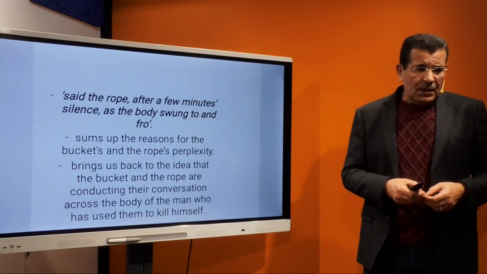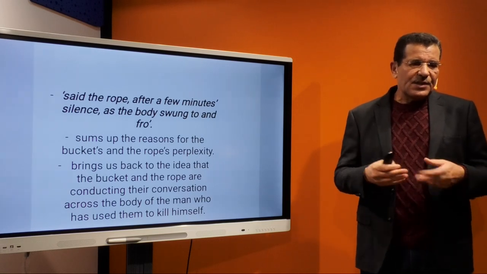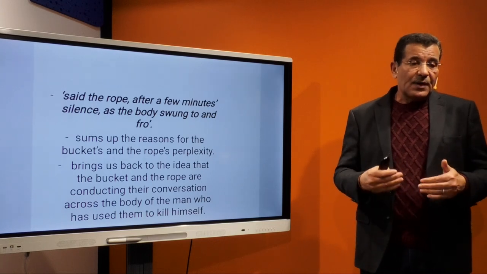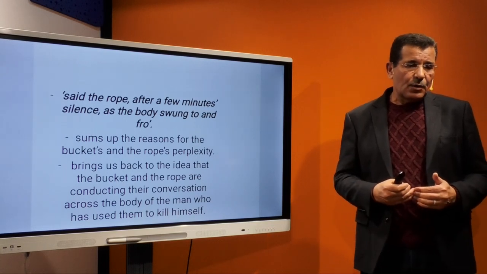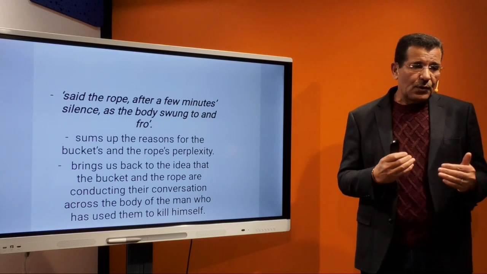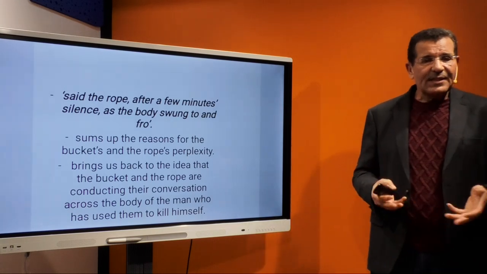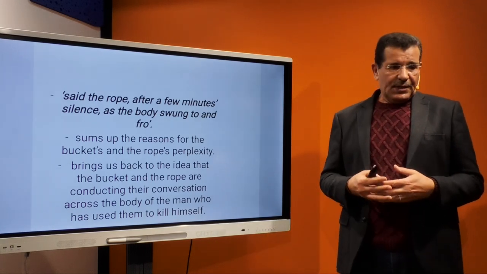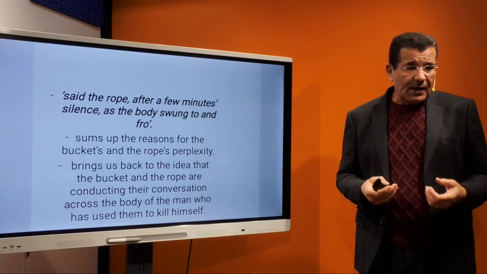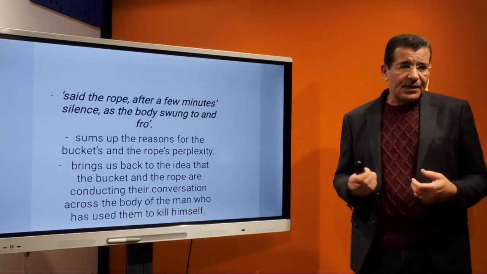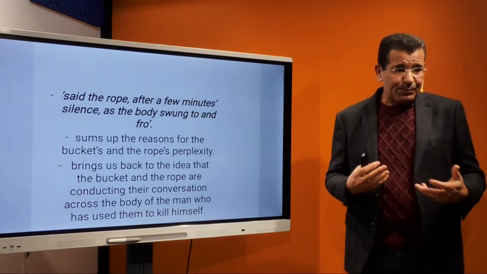"The beginning," said the rope after a few minutes of silence, as the body swung to and fro. So this is the beginning of the story, which means that we are in front of the moments right after Mr. Dandy's committing suicide, and his body is moving to and fro, and there is a moment of silence of the bucket and rope, a moment of reflection, and this silence is very reflective of the impact of Mr. Dandy's suicide. And it sums up the reasons for the bucket and the rope's perplexity. They are used to Mr. Dandy moving in life, but now he is speechless and he is a corpse, and they are perplexed.